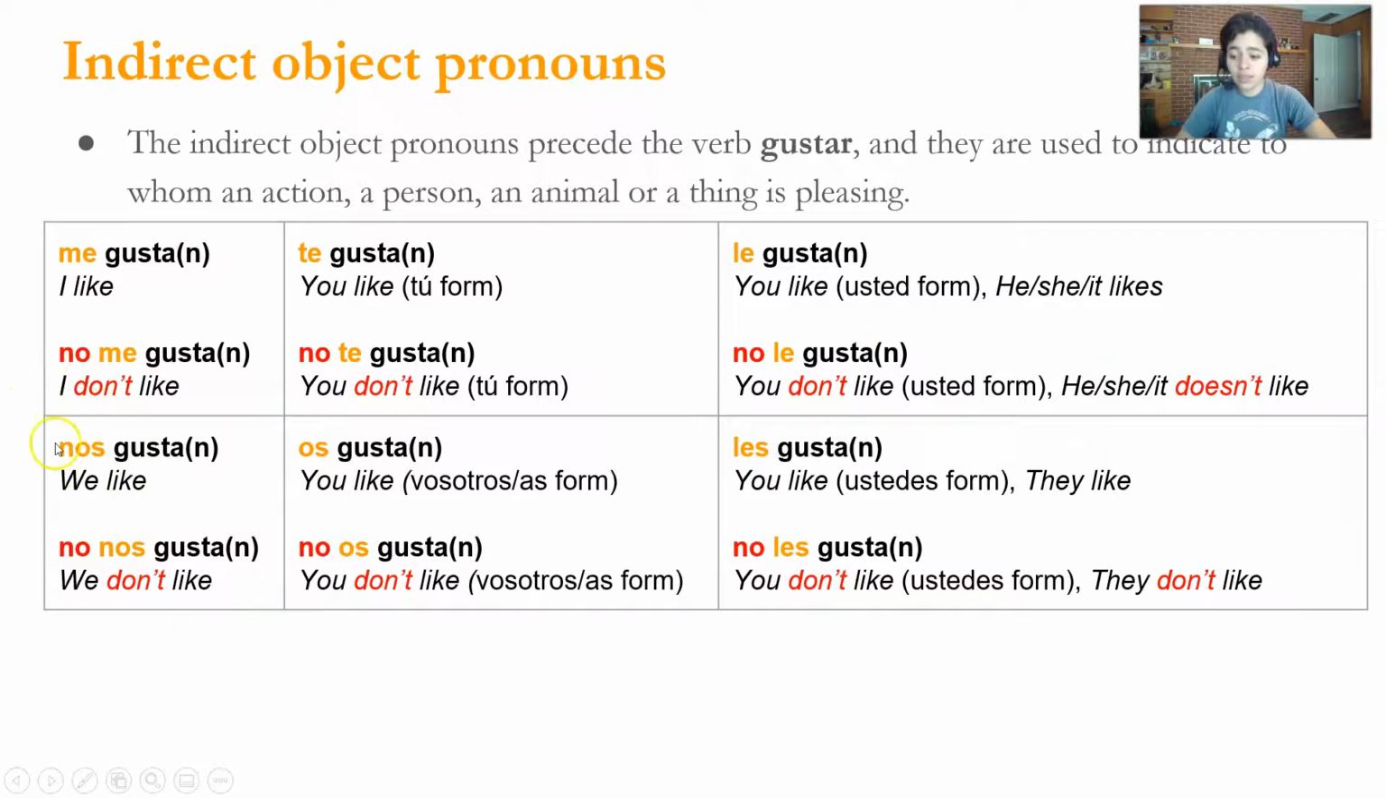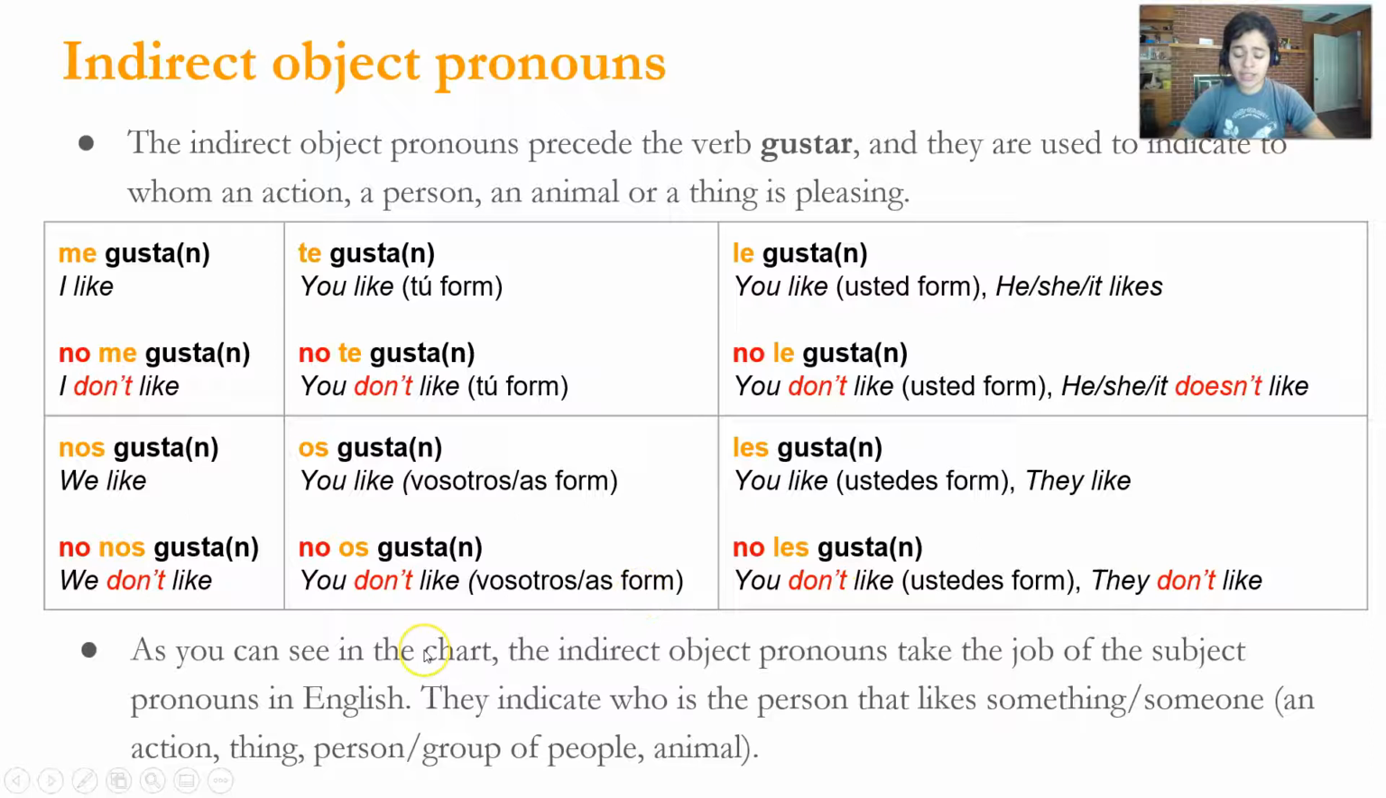Nos gustan, nos is referring to us, so it's we like. No nos gustan, we don't like. Os gustan is referring to you in the vosotros or vosotras form. No os gustan, you don't like. Les gustan can either refer to the ustedes form, you like, or they like. No les gusta, you don't like in the ustedes form, and they don't like.